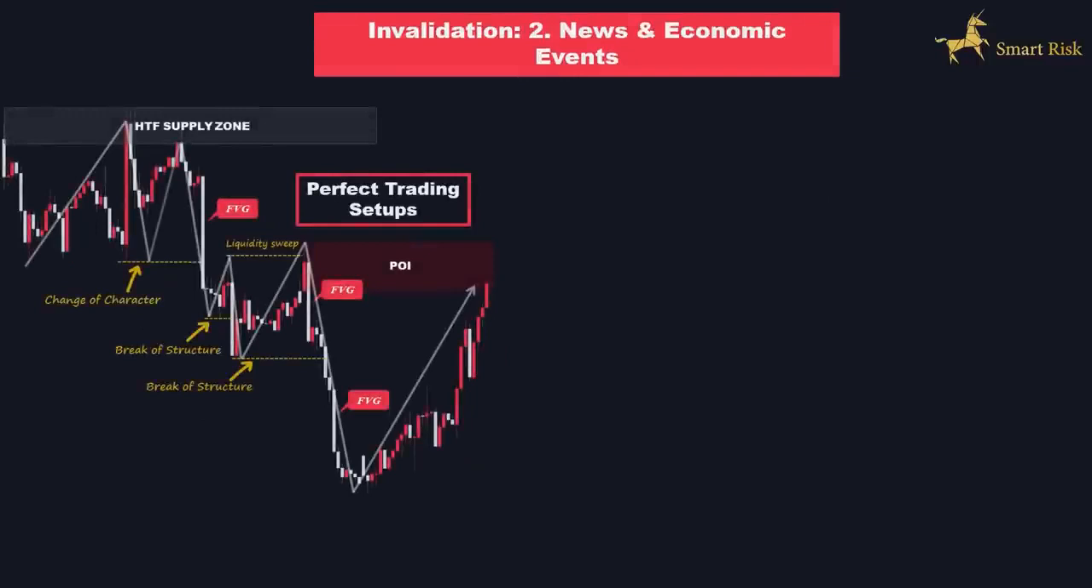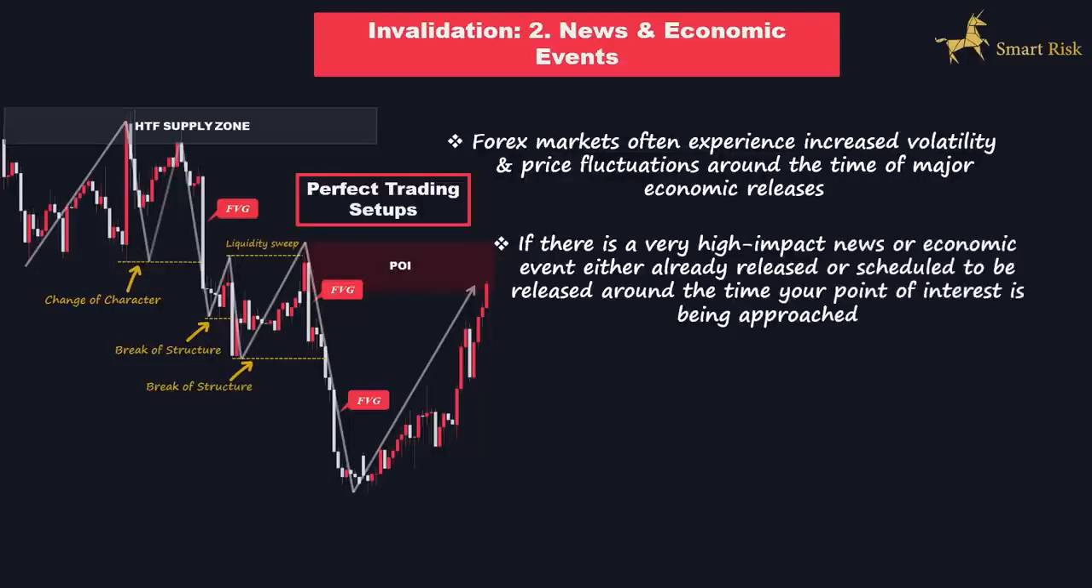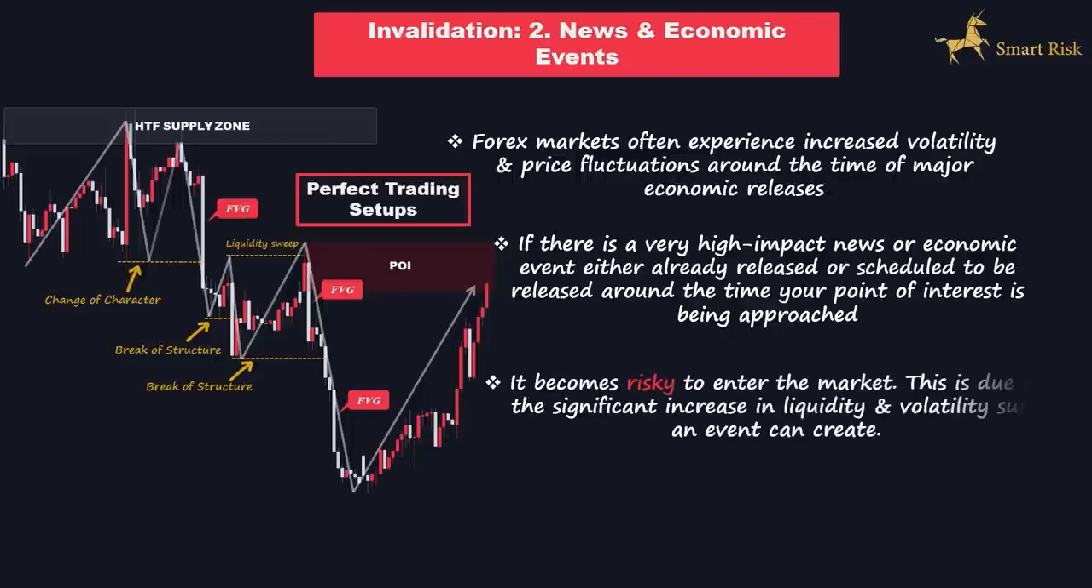The next factor to consider is news and economic events. Forex markets often experience increased volatility and price fluctuations around the time of major economic releases. Economic news and events are critical drivers of price movements in the Forex market. Traders need to stay informed, develop strategies that suit their risk tolerance, and exercise caution when trading around news releases. If there is a very high-impact news or economic event either already released or scheduled to be released around the time your point of interest is being approached, it becomes risky to enter the market. This is due to the significant increase in liquidity and volatility such an event can create.